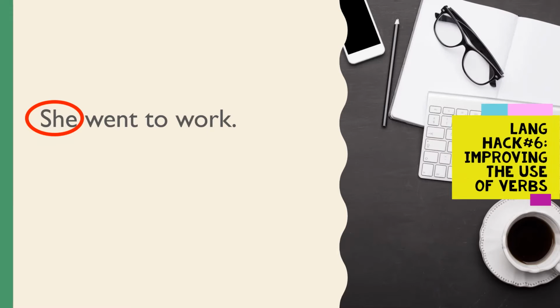We're beginning then with what we call a simple sentence. He went to work. This sentence then has a subject, which is he, and a verb, which is went. Now, word of warning here, don't begin too many of your sentences with the subject, because that sounds very monotonous. And also, you might want to refer back to language hack number 6, which is about improving the use of verbs. So we could use the verb drove, walked, etc. here.